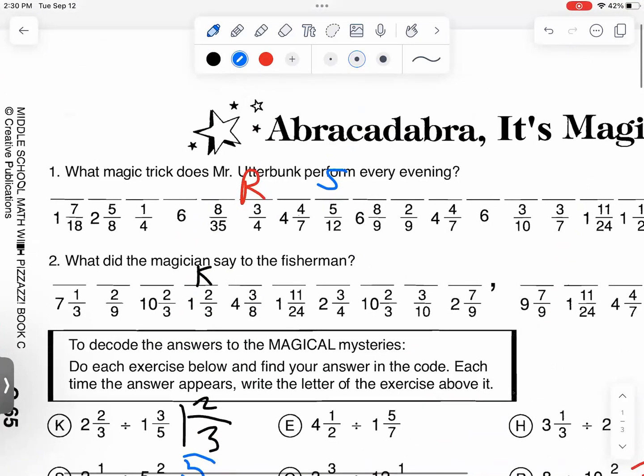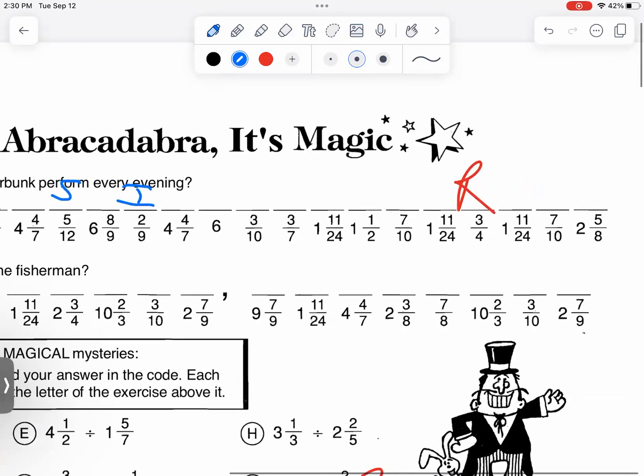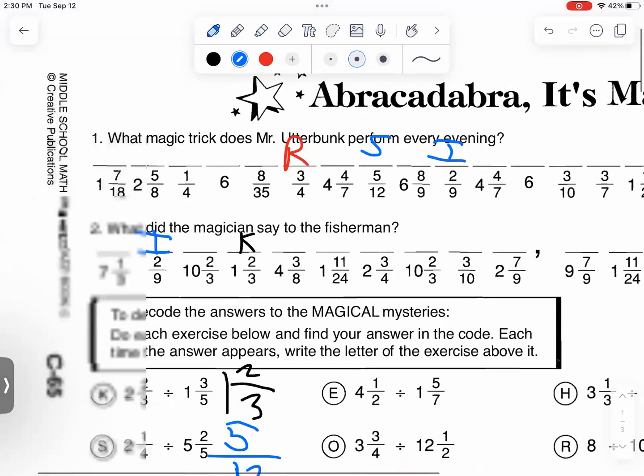All right, so I here, and I here. That's all I see so far.